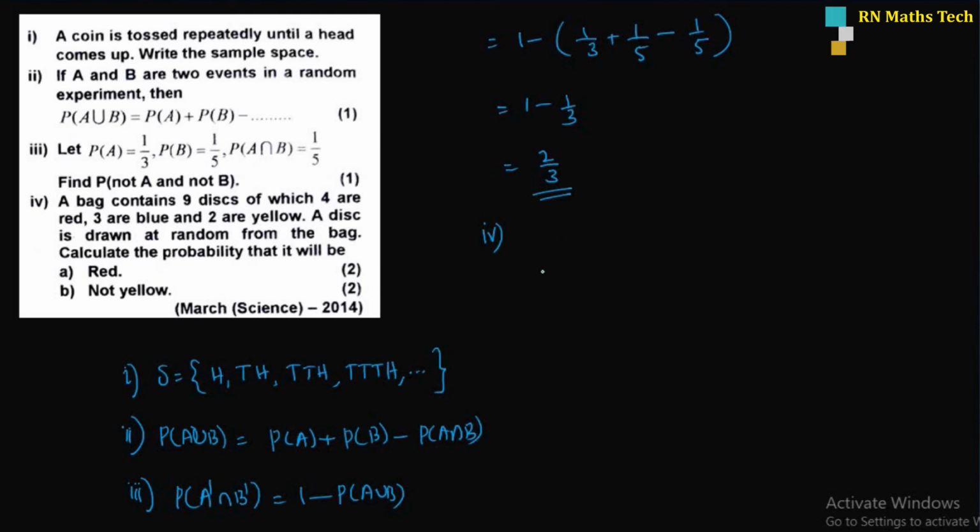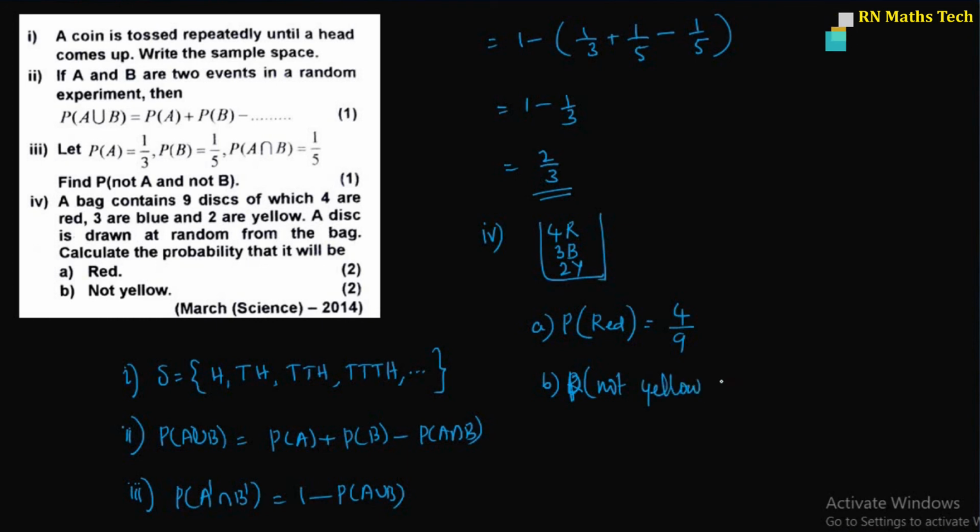A bag contains 9 discs, of which 4 are red, 3 are blue, 2 yellow. A part, probability of getting a red ball is equal to 4 by 9, total 9. B part, probability of not yellow. Not yellow means 4 plus 3, 7 by 9.